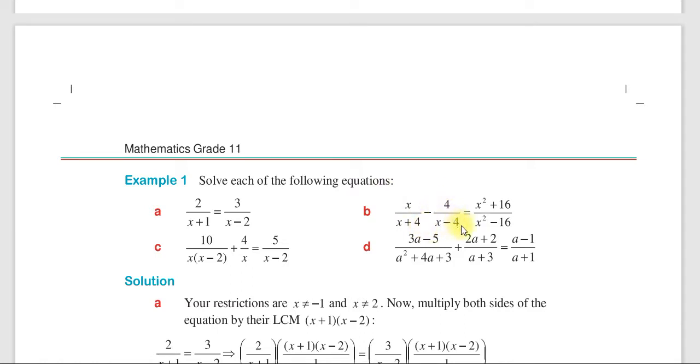ስለዚህ እነዚህን rational equationዎች ሶልቭ ማድረግ። አሁን b ን ተመልከቱ። x over x plus 4 minus 4 over x minus 4 which is equal to x square plus 16 over x square minus 16. And c) 10 over x times x minus 2 plus 4 over x which is equal to 5 over x minus 2. And d) 3a minus 5 over a square plus 4a plus 3 plus 2a plus 2 over a plus 3 which is equal to a minus 1 over a plus 1. So እነዚህ የምታዩዋቸው በሙሉ rational equations ናቸው። ስለዚህ እነዚህን rational equation ሊታርገን ሶልቭ እናድርግ። Let us see the solution part.